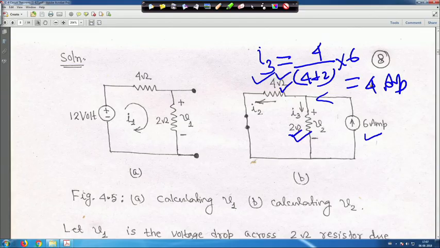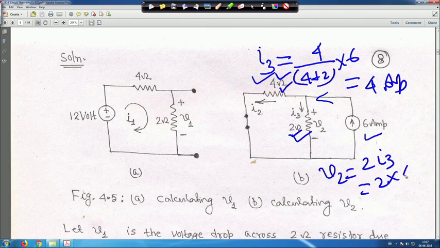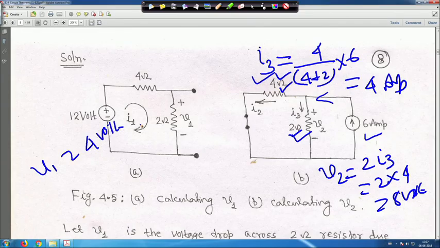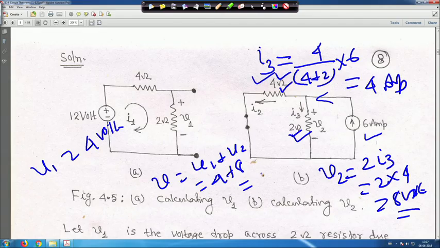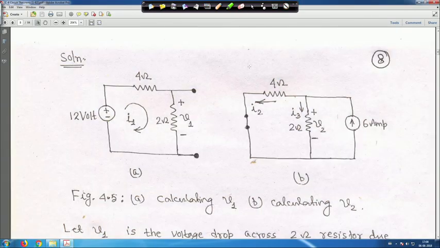And if I 3 is equal to 4 ampere, then V 2 is equal to 2 into I 3, that is 2 into 4, that is 8 volt. So, here we got V 1 is equal to 4 volt, and here we got V 2 is equal to 8 volt. Then what is V? V will be equal to V 1 plus V 2, that is 4 plus 8, that is 12 volt. So, this is V as per the superposition theorem, but you have to verify by solving this circuit.